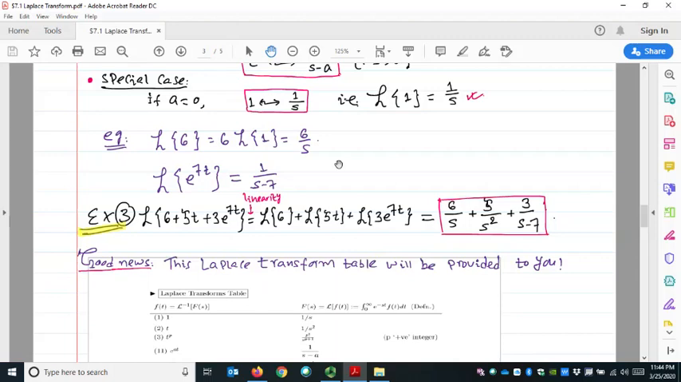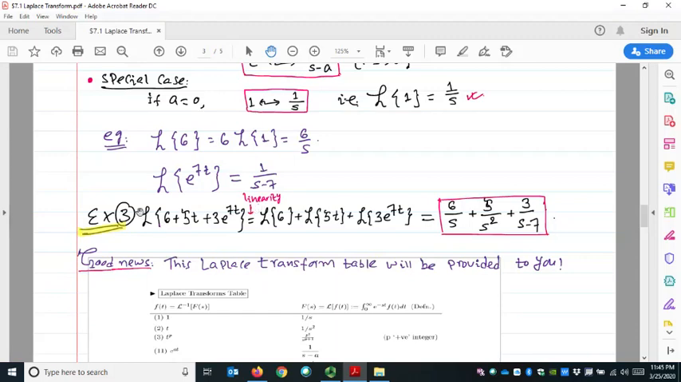Let's do another example, example 3 now. Let's compute the Laplace transform of 6 plus 5t plus 3 times e to the 7t. Great. So let me take a moment to talk about my numbers 3 and 5. They look similar but they are different. This 5 is my fancy 5 with cowboy hat. Haha. So let's use the linearity property.